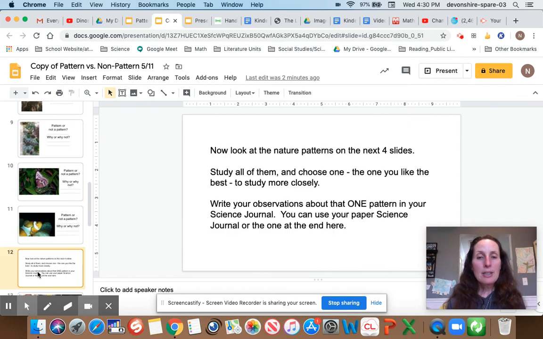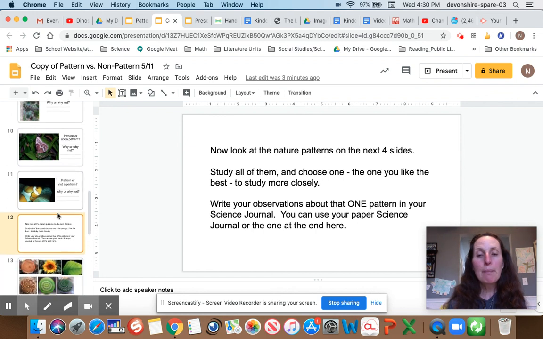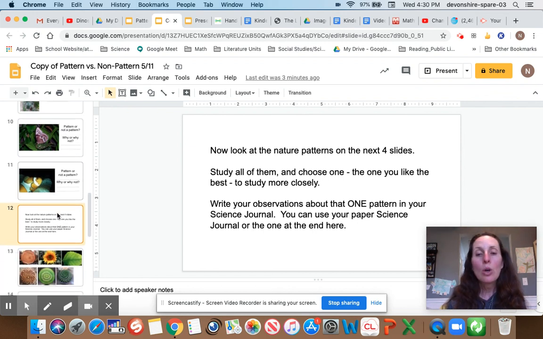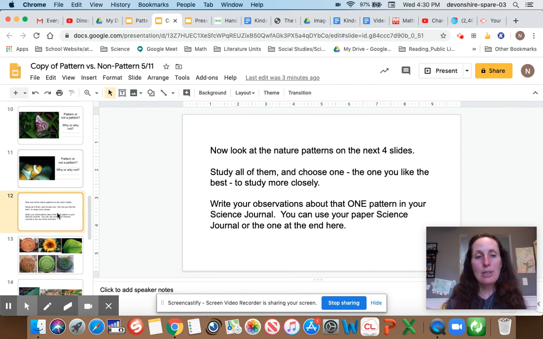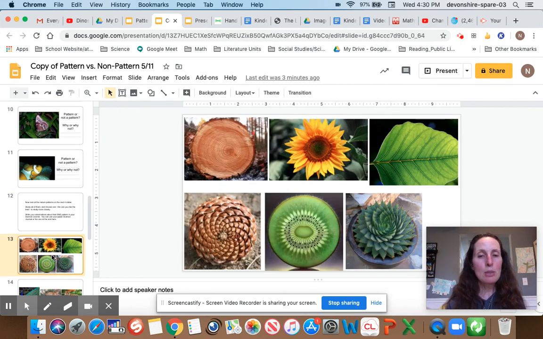And then you'll get to this slide. And it says, now look at the nature patterns on the next 4 slides. Study all of them and choose one, the one you like the best, to study more closely. Then you're going to write your observations about that one pattern in your science journal. You can either do it on paper, the one that you've printed out, or there's one at the end of this slideshow. All right, so let's look at these patterns.